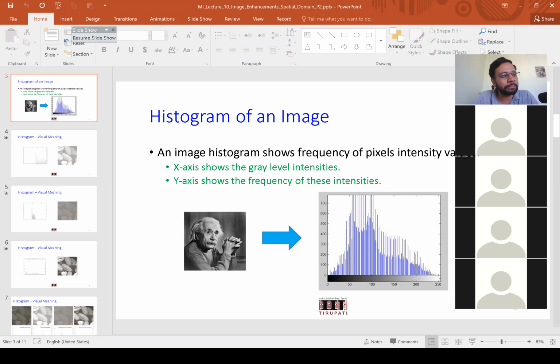Short will have how many bits per pixel? 16. So what is the maximum value? 2 power 16 minus 1. What would be that value? Can you quickly do the calculation and tell? I think it will be 64 KB. 65,535. Right, correct.